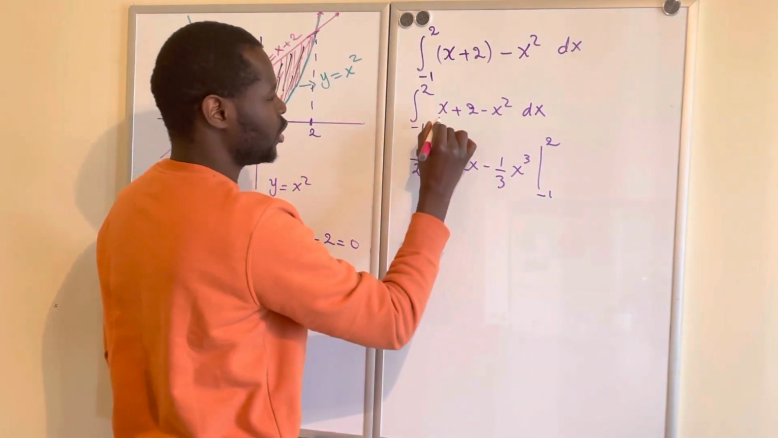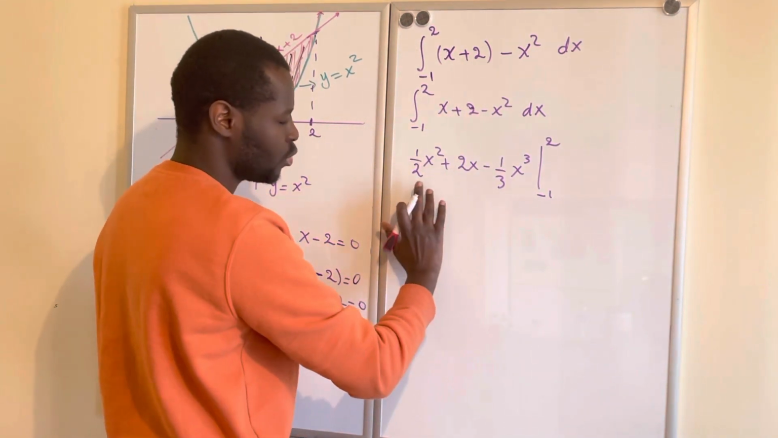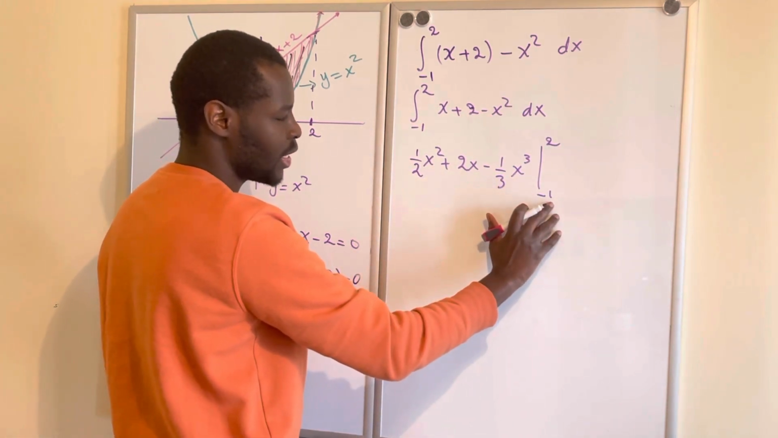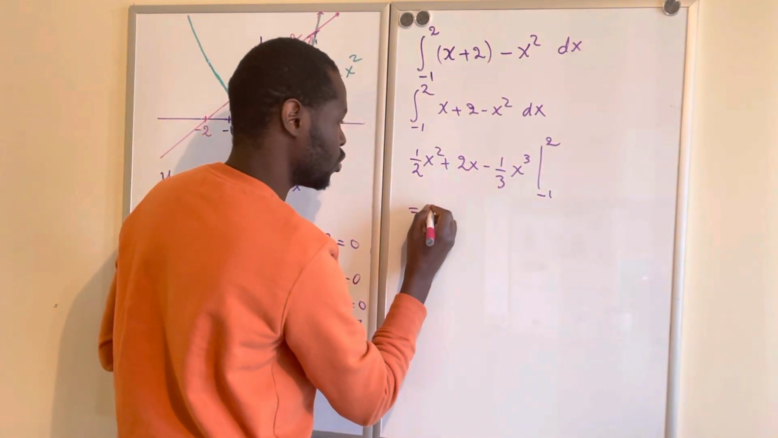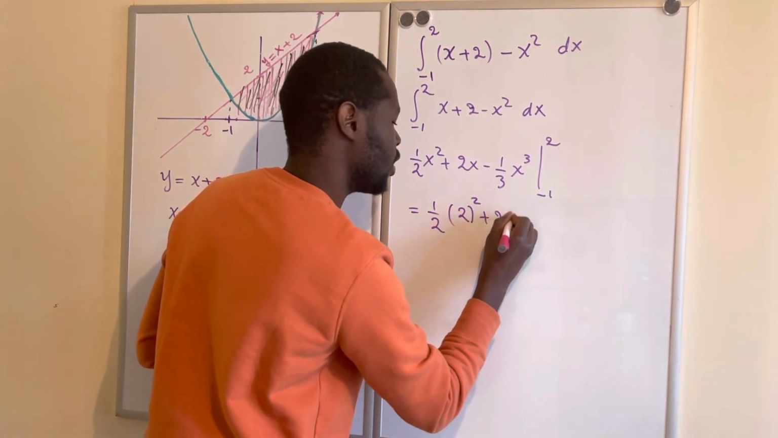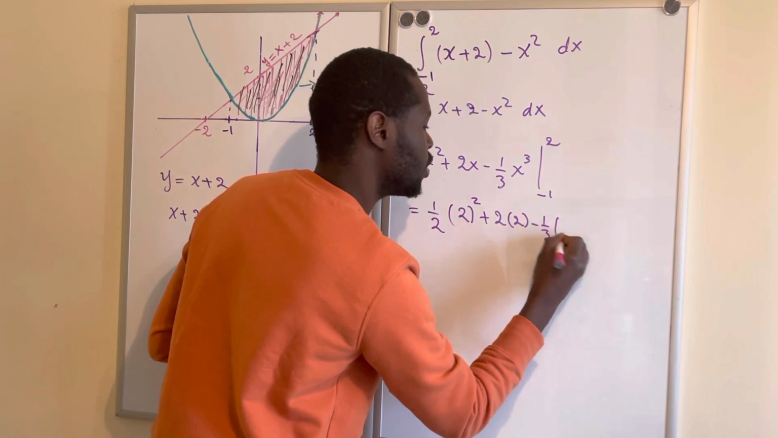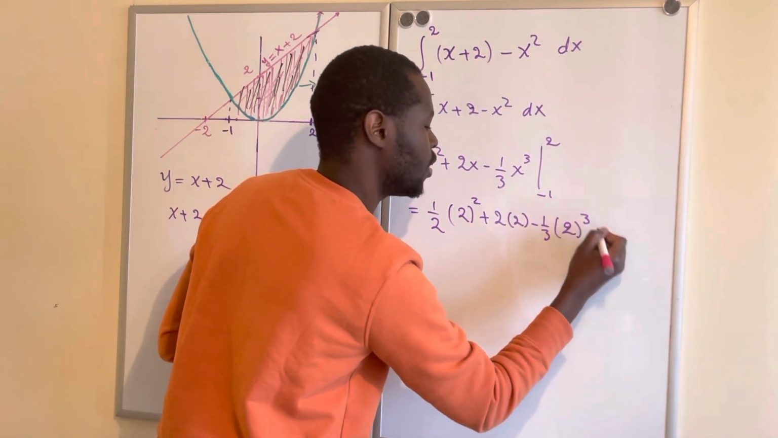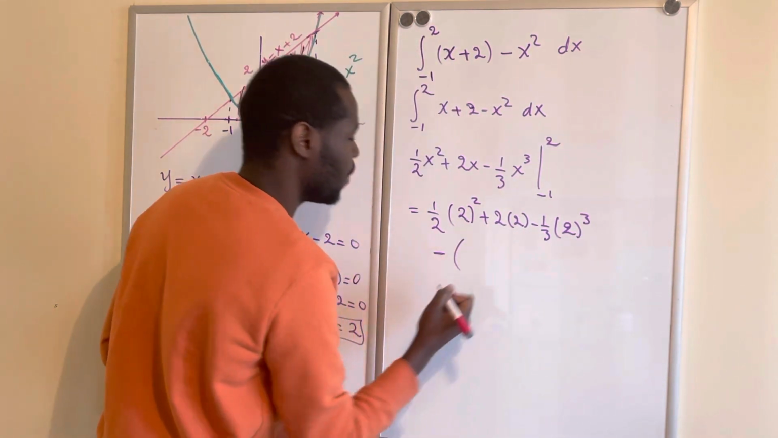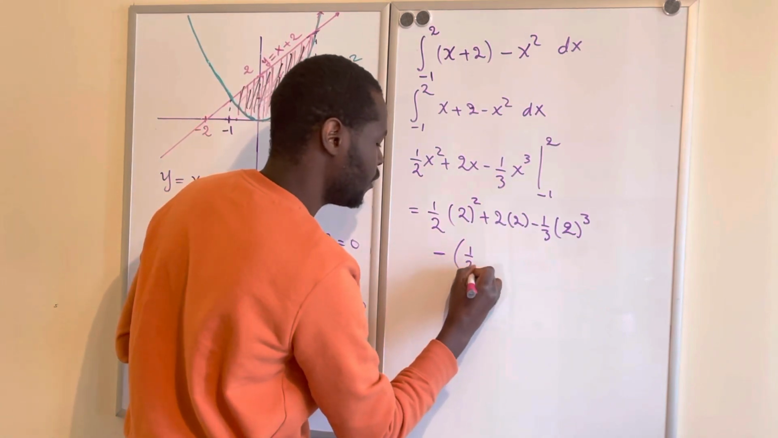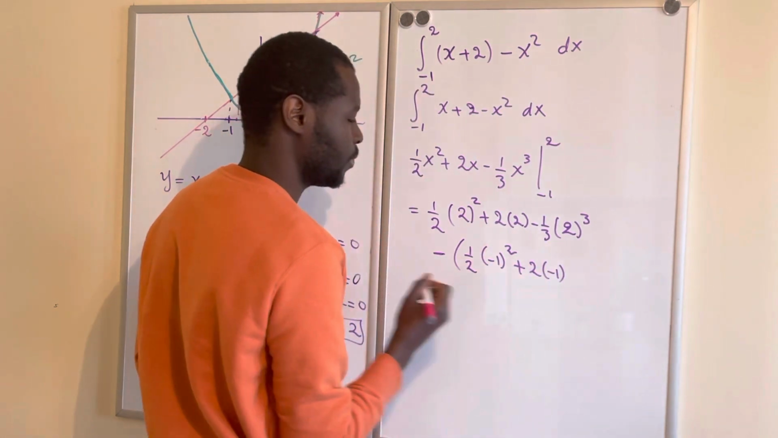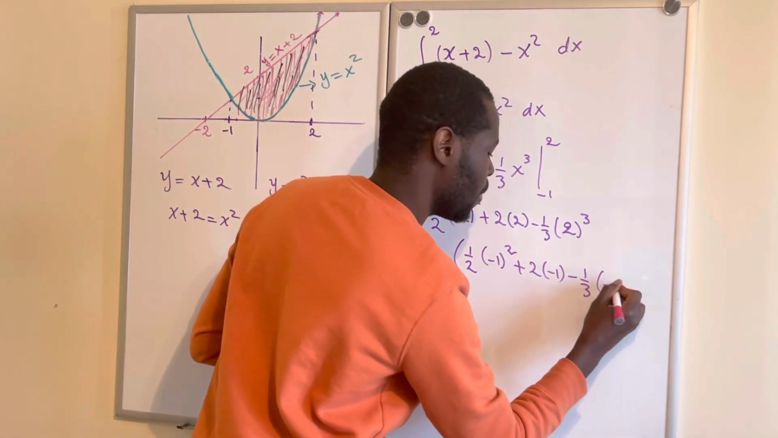Okay, let's continue. We just took the integral here: 1/2 x squared plus 2x minus 1/3 x cubed, evaluated from -1 to 2. When x equals 2, that would be 1/2 of 2 squared plus 2 times 2 minus 1/3 of 2 cubed. Now we do minus, when x equals -1, 1/2 of -1 squared plus 2 times -1 minus 1/3 of -1 cubed.